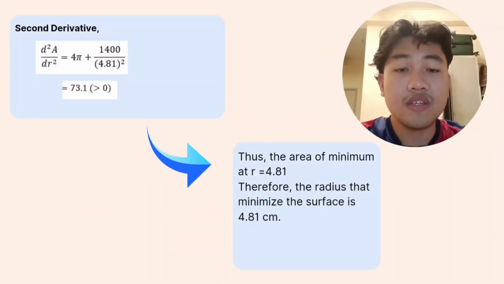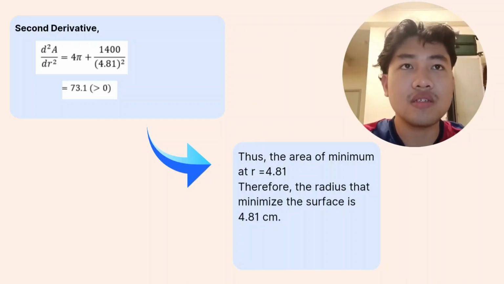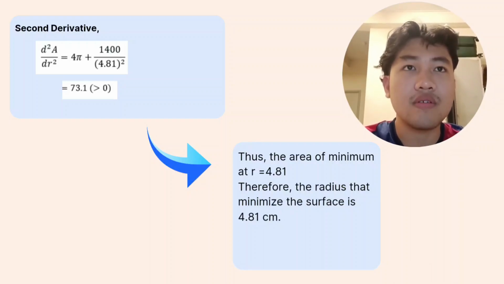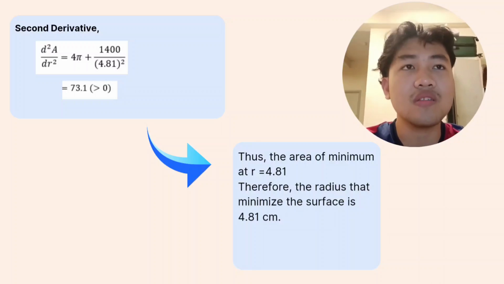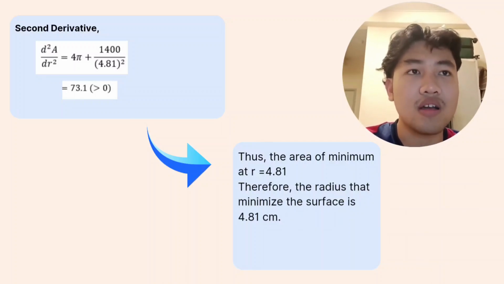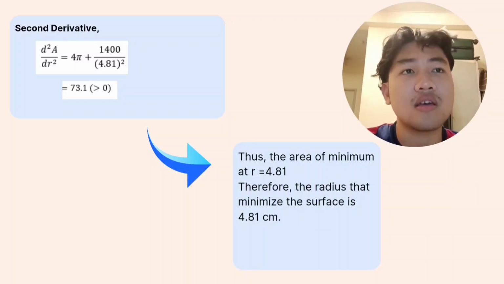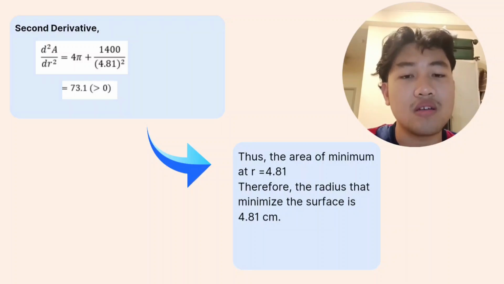To make sure the surface area is minimum, you need to use the second derivative. So substitute the r, which is 4.81, into the second derivative formula, and then we get 73.1, which is bigger than 0, which means the area is minimum at r is 73.1. Therefore, the radius that minimizes the surface area is 4.81 centimeter.